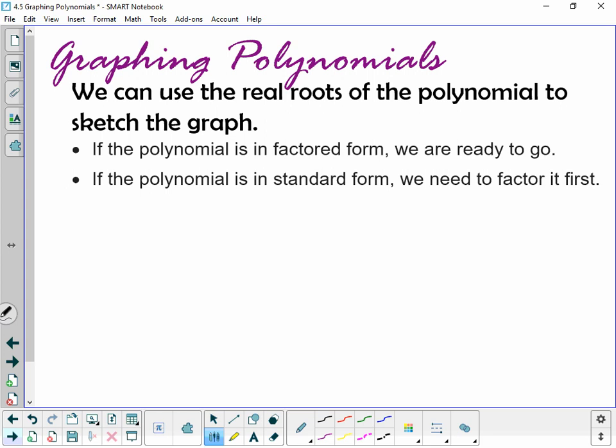Okay, so that's it for the function notation part of it. We're now going to use the real roots of the polynomial to sketch the graph. If the polynomial is in factored form, we're going to be ready to go and start sketching. But if the polynomial is in standard form, we're going to need to factor it first. The reason that we need to factor it is because if it's in factored form or intercept form, then we can immediately see what the roots or the zeros of the function are.